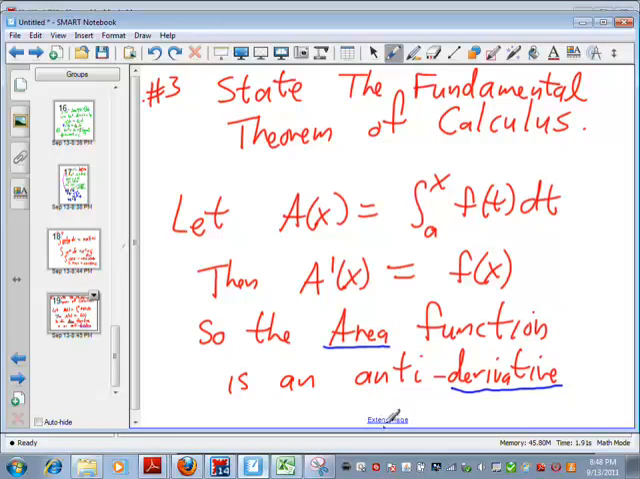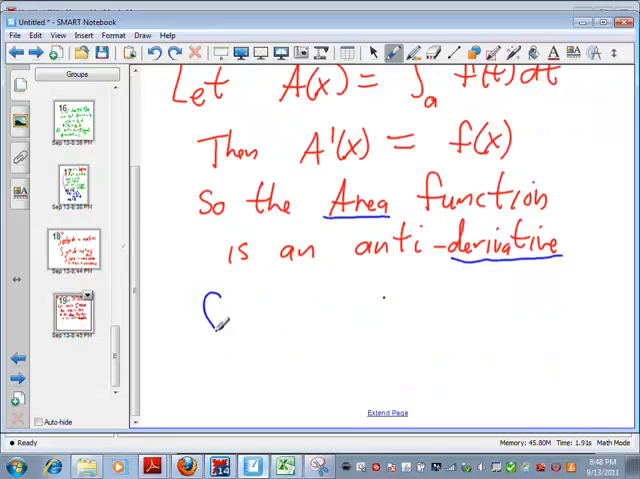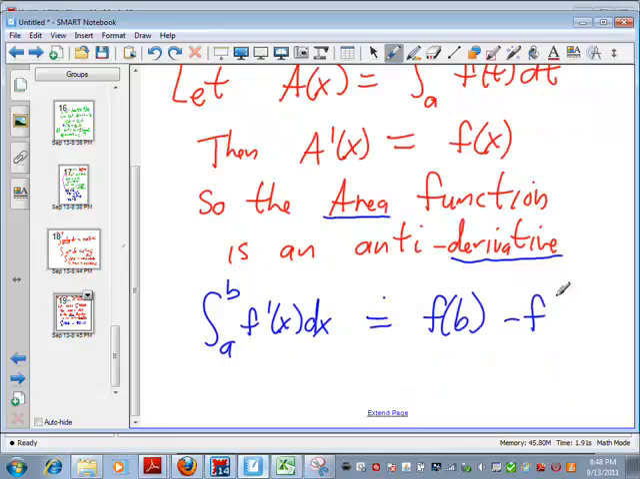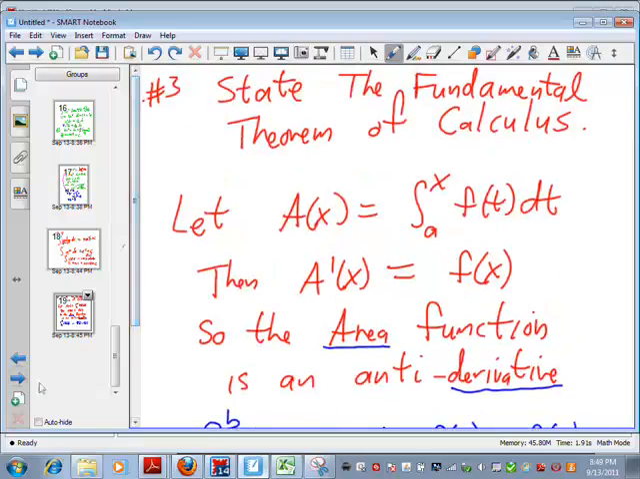The second part, and I'll put it in parentheses, just says that the integral from a to b of f prime of x dx is just f of b minus f of a. That's the second part. But I only need the first part, because the second part follows from the first part. And the other one, where you could switch the limits by putting a negative in front, is not part of the theorem. That's a definition.